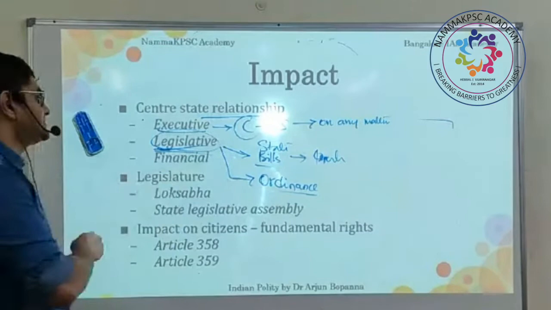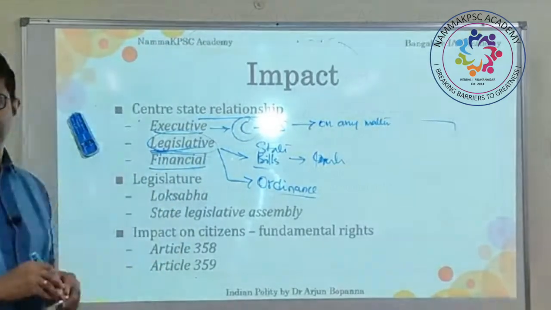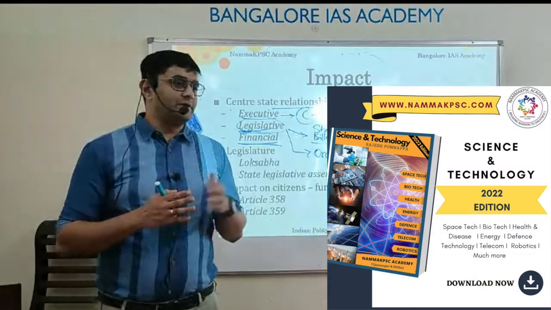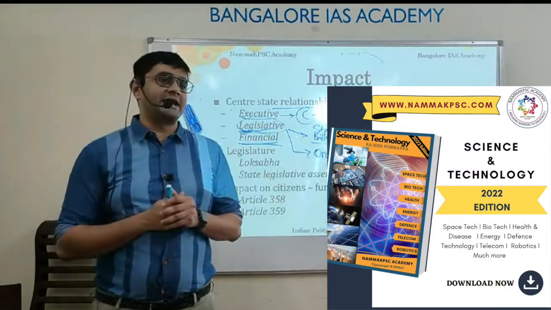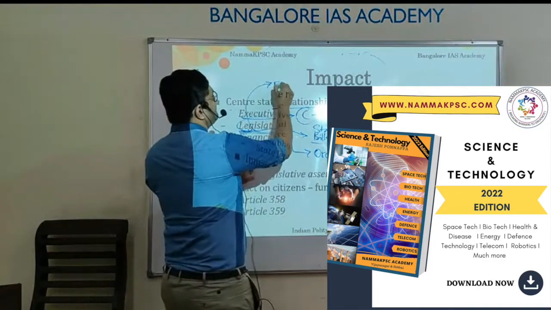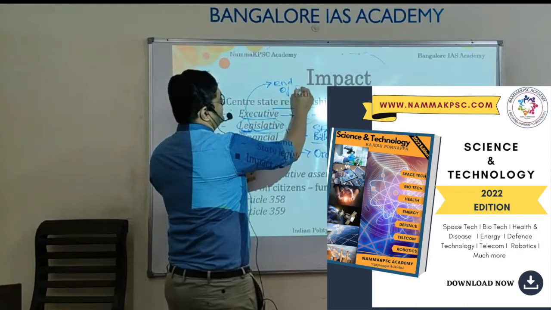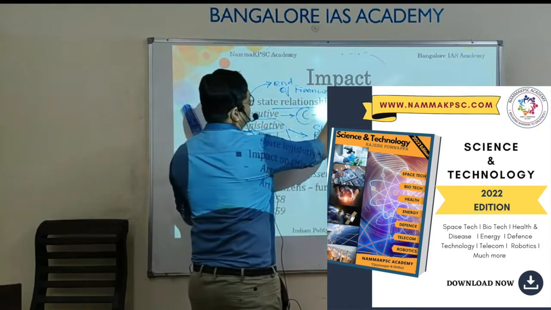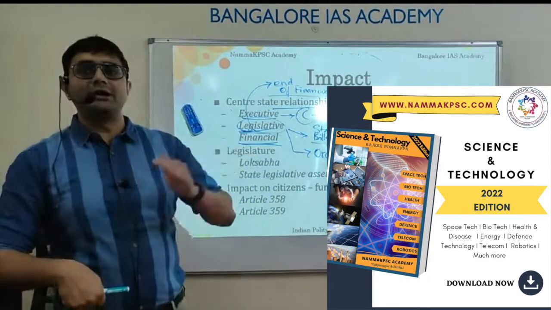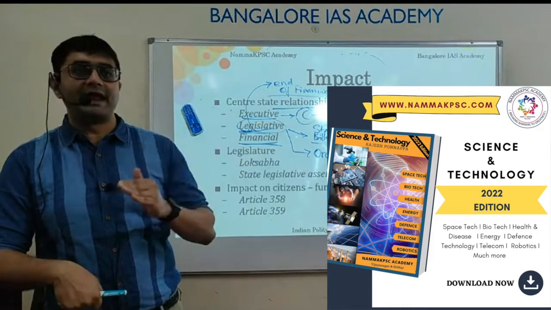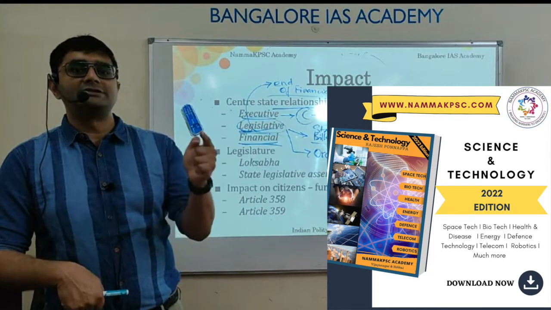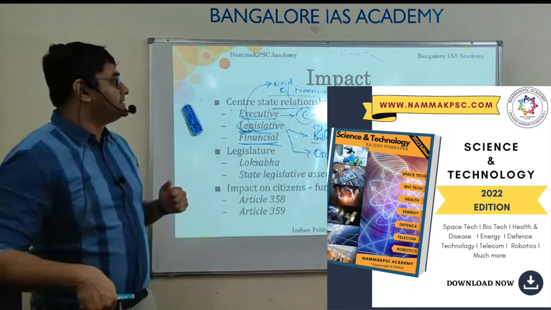Next, financial relationship also gets altered. So the central government can make changes to the distribution between the center and state with respect to tax matters. Whatever alteration is made between the center-state financial relationship will remain in force till the end of the financial year. I had mentioned this earlier, but anyway.